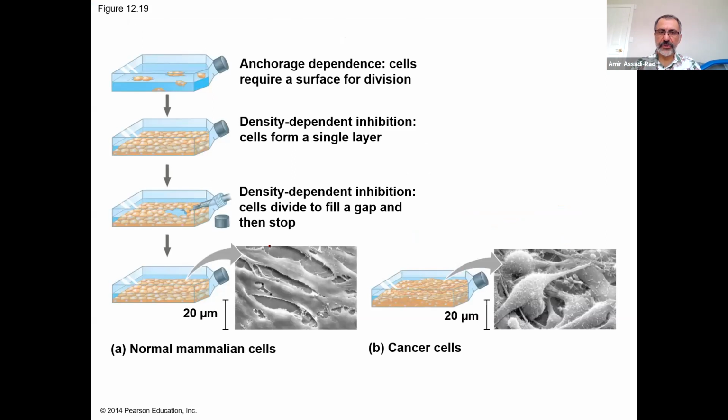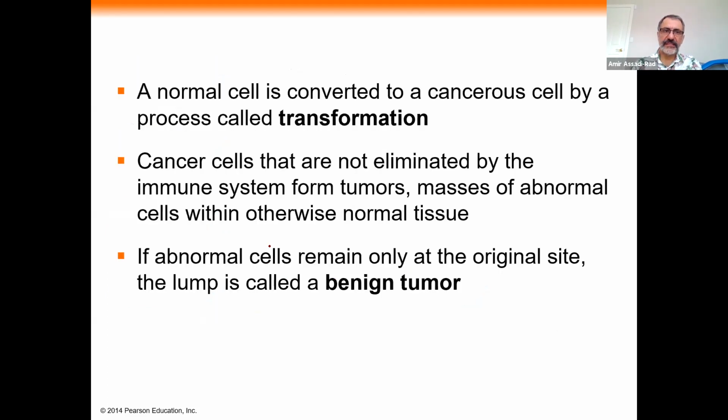Here they are, they're showing you what happened, density-dependent inhibition. As I said, they put a few cells, and then in the case of cancer cells, a normal cell is converted to a cancer cell by a process called transformation. Cancer cells that are not eliminated by the immune system form tumors. Okay, so our immune system is very important. We need to take care of it. Not stress, diet, so on and so forth.